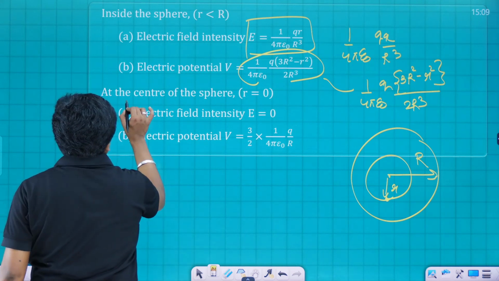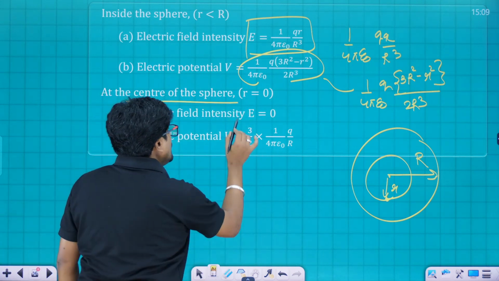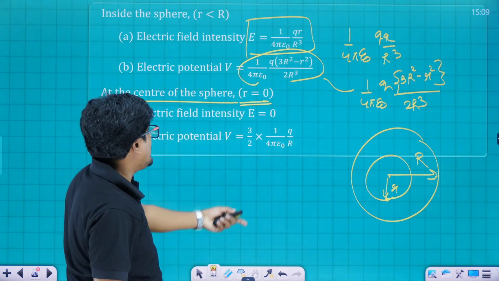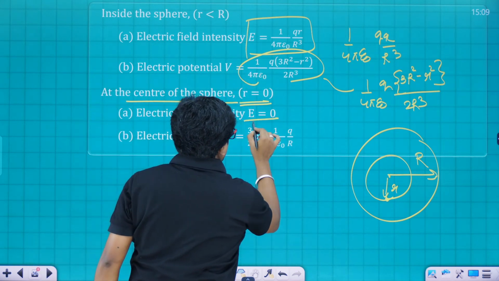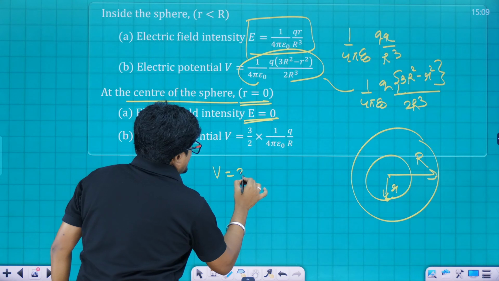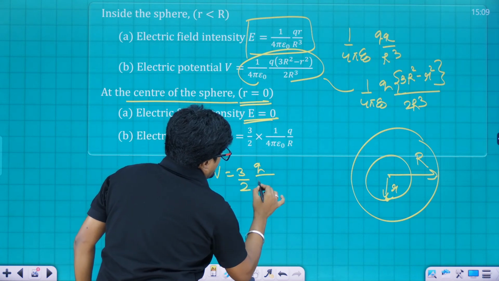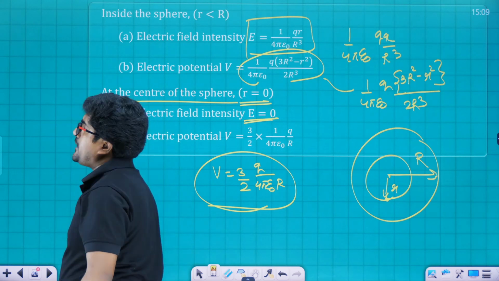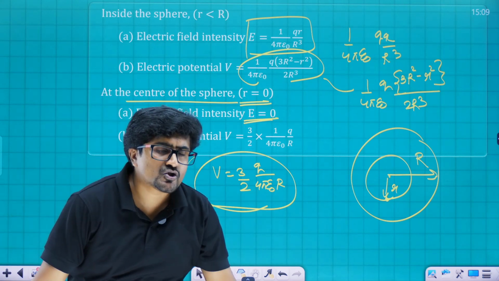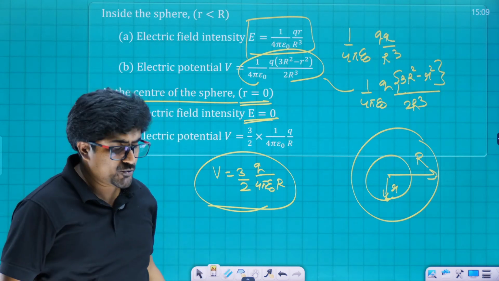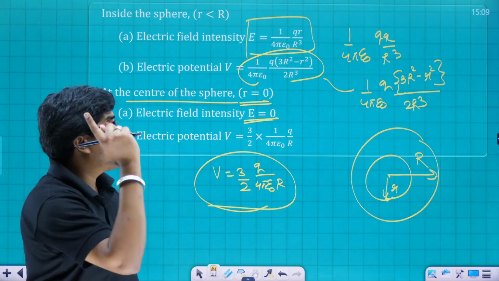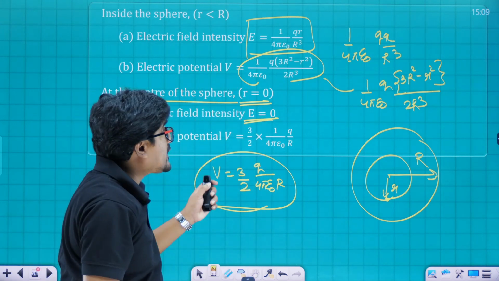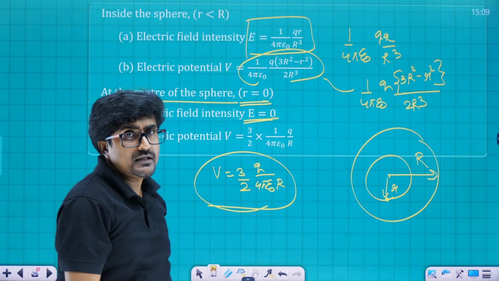Now comes the last, that is at the center of the sphere where small letter r is equal to 0. You need to just substitute the value of small letter r over there. You will get the expression. Definitely E is going to be 0 and capital V is going to be 3 divided by 2 times Q divided by 4 pi epsilon naught into capital R. Was that okay? So that was electric field and electric potential due to shell and due to a solid non-conducting uniform charge distribution as well.